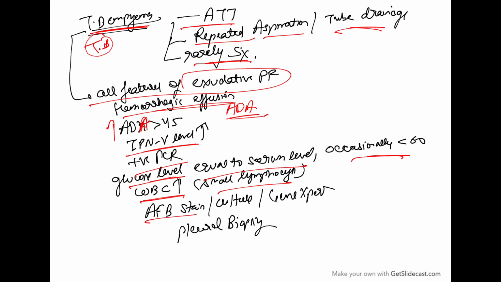Then we can go for AFB stain or culture. GeneXpert could be done. Then we can go for pleural biopsy, where they can have evidence of tuberculosis. And the treatment is generally ATT. Rarely we need surgery. So this is all about empyema.